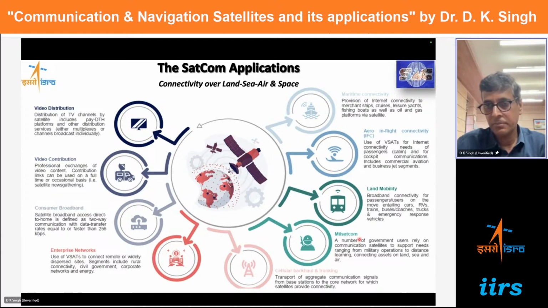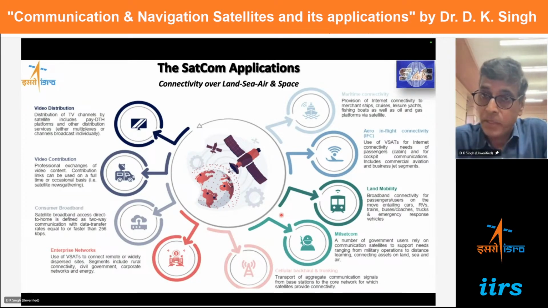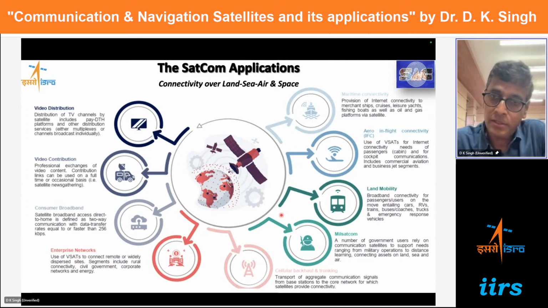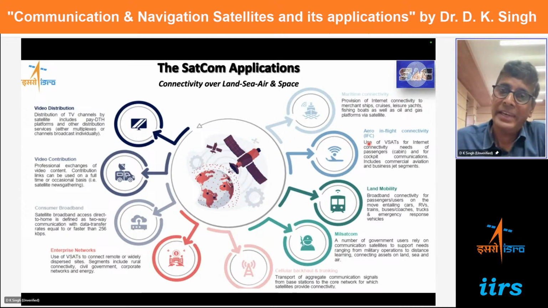Then the military satellite communication. In the Ukraine war, it was proven that when all other communication means broke down, the Starlink satellites were used for connectivity. Then land mobility, like in moving trains and moving vehicles, you can have communication. You can have communication in the aeroplane. You can browse the internet in an aeroplane via satellite, and the same thing is true for maritime connectivity.